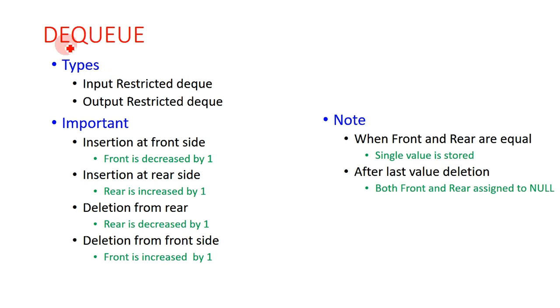Dear students, today we will discuss the topic of DQ. We have already studied the normal queue. In a normal queue there are two sides. One is called the front end and the other one is called the rear end. You can do insertion at the rear side and deletion from the front side.